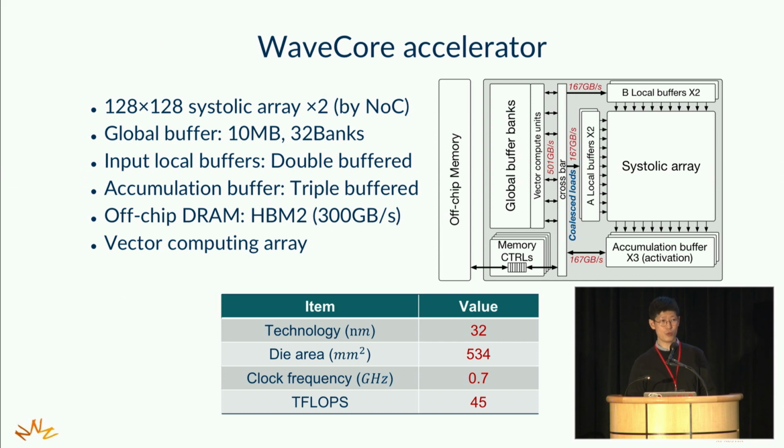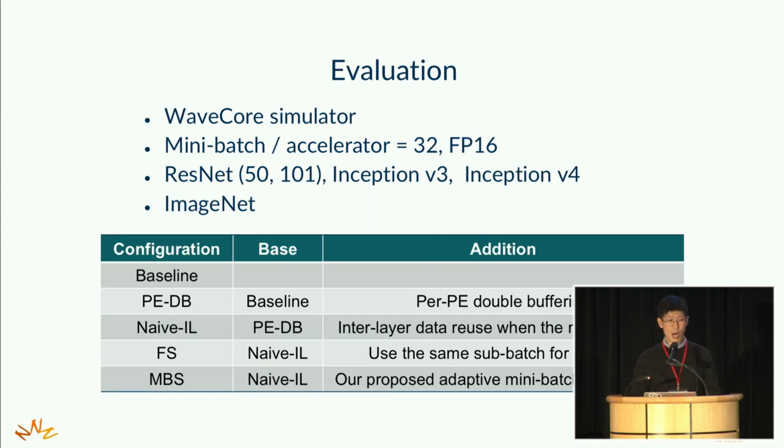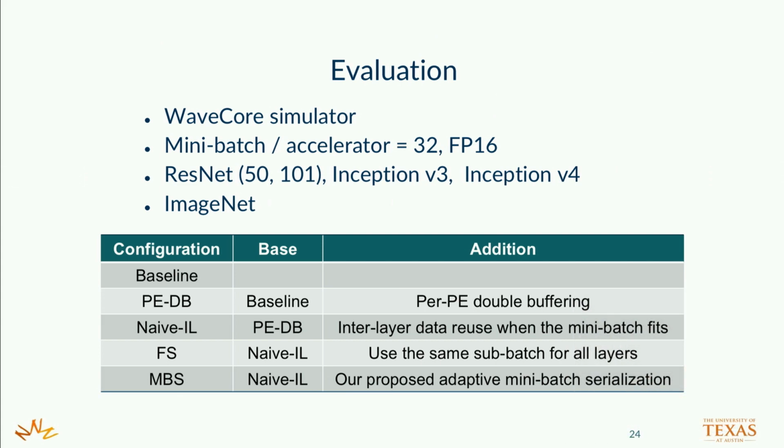And I use HBM2, which has a maximum throughput of 300 gigabytes per second, as a baseline memory system, which is a little slower, but MBS doesn't require that much off-chip memory traffic. And I placed the vector computing array right next to the global buffer to fully utilize their bandwidth. So I estimated their area using 32 nanometer technology, and it shows about 524 square millimeters, and the maximum throughput is 45 teraflops.